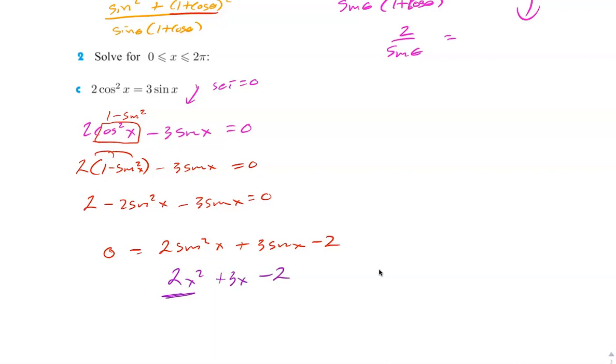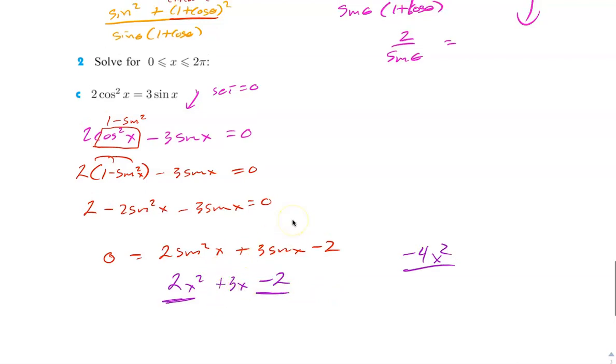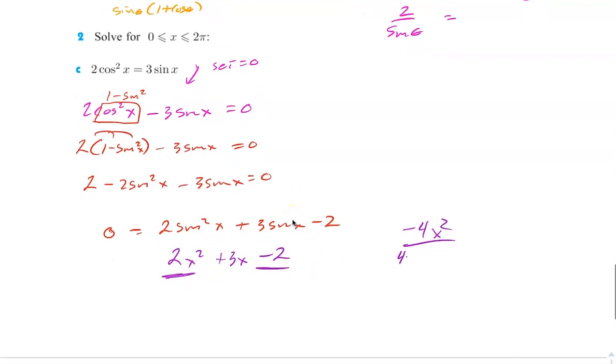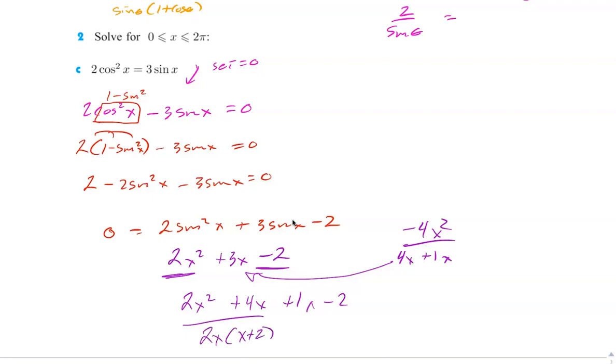So multiply the first 2, last 2. Find the combination that gets me the middle. Since it's a negative, one has to be positive, one has to be negative, and the bigger number should be the positive to match that. So 4x and a 1. Plug it back in for the middle. So I get 2x squared plus 4x minus 1x minus 2. These have a 2x in common: x plus 2. Always bring in the middle sign. And these have nothing in common.